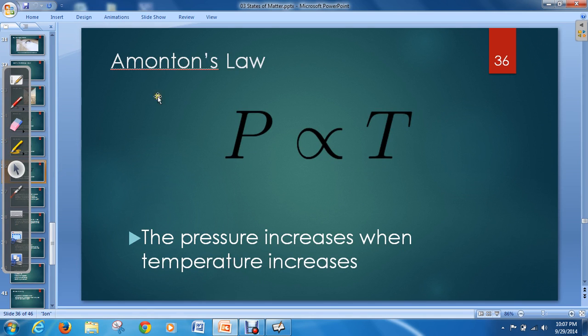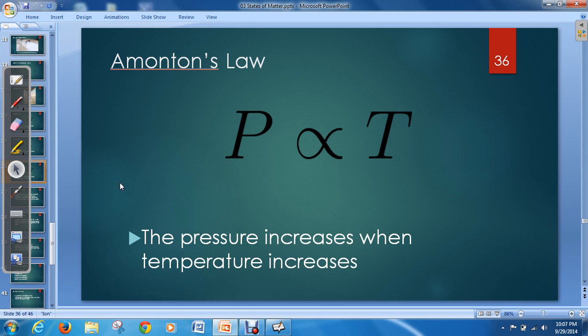And then last of all, we have Edmonton's law, which says that the temperature and the pressure are directly related. So if I increase the temperature, I increase the pressure. If I increase the pressure, I increase the temperature. When we increase one, we increase the other. Okay, so we have these three laws: Charles' law, Boyle's law, and Edmonton's law, and they all give us these different relations.